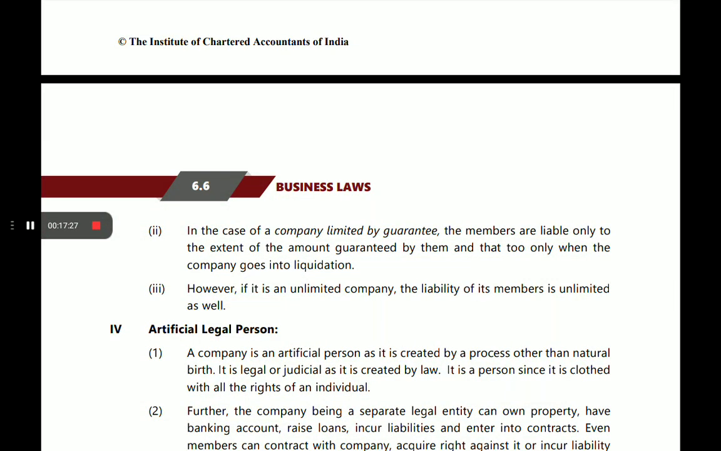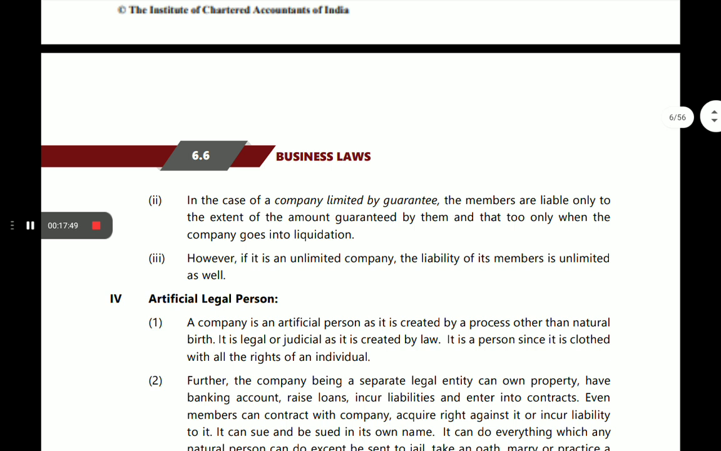In the case of a company limited by guarantee, the members are liable only to the extent of the amount guaranteed by them, and that too only when the company goes into liquidation. However, if it is an unlimited company, the liability of its members is unlimited as well.